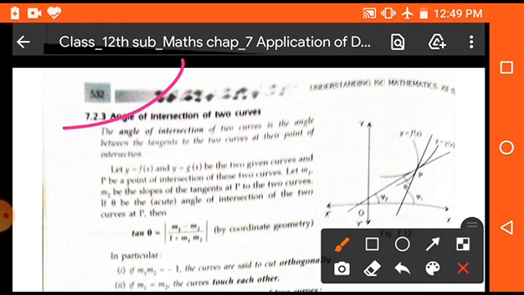Now the angle of intersection of two curves. If we want to find the angle between any two curves, then you will use the formula tan theta equals the modulus of (m1 minus m2) upon (1 plus m1 m2), where m1 and m2 are the slopes of the given curves at the given point. Clear? Okay.